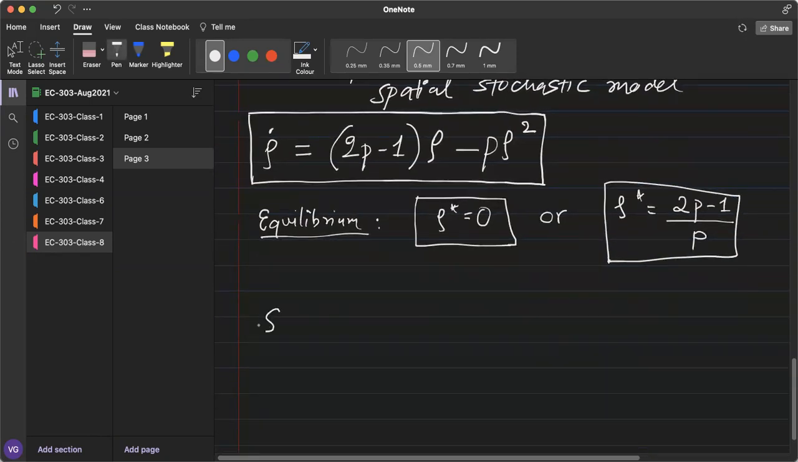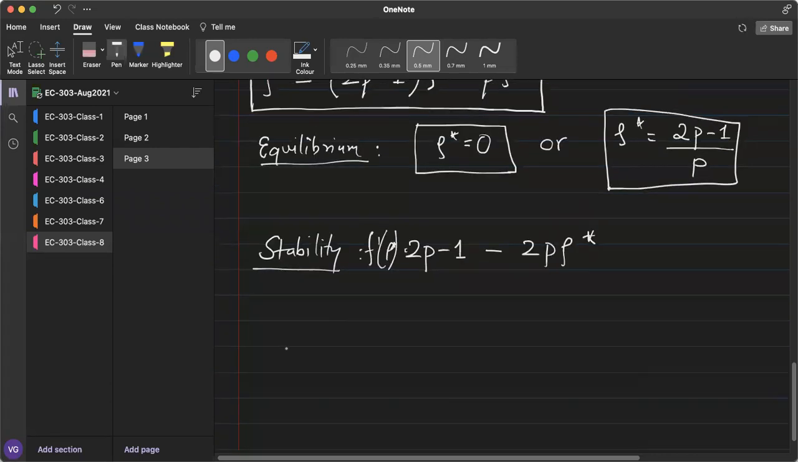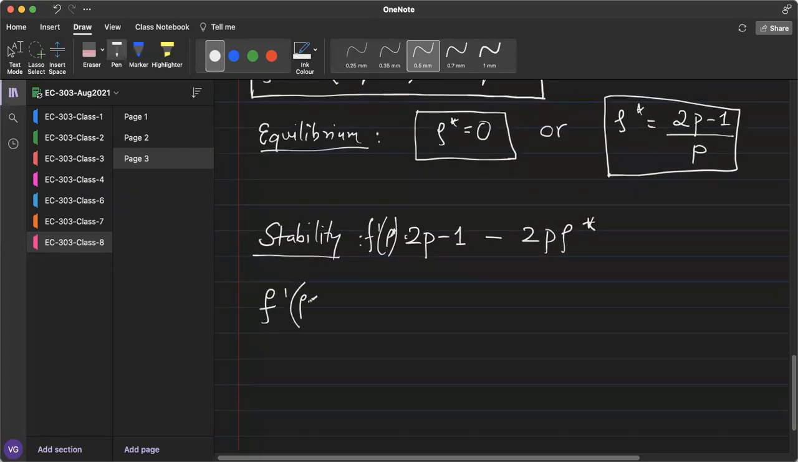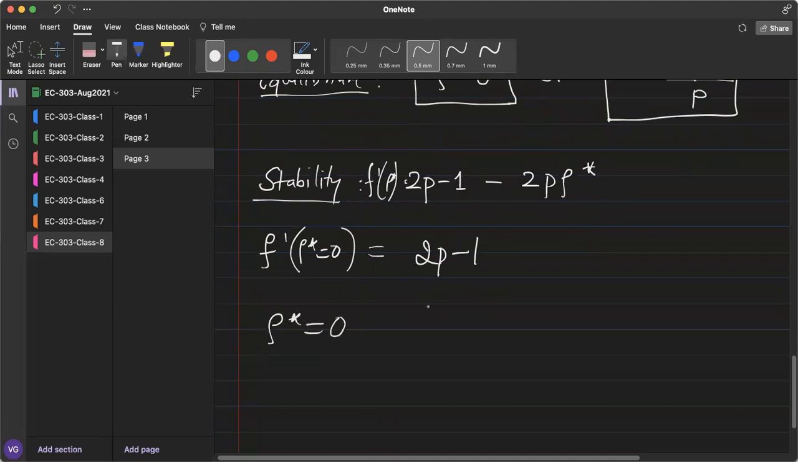Okay. Now let us look at stability. We take the right hand side and take the first derivative. So f prime of rho star is 2p minus 1 minus 2p rho star. Let's calculate this at 0. So f prime will be 2p minus 1. Therefore rho star equal to 0 is stable if this is less than 0. So the extinction equilibrium is stable when 2p minus 1 is less than 0, meaning p is less than half.